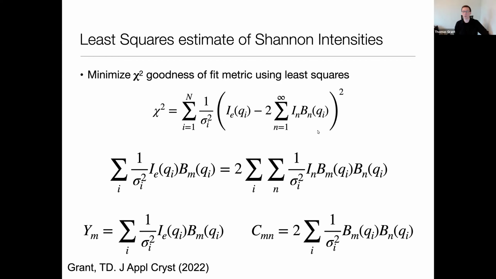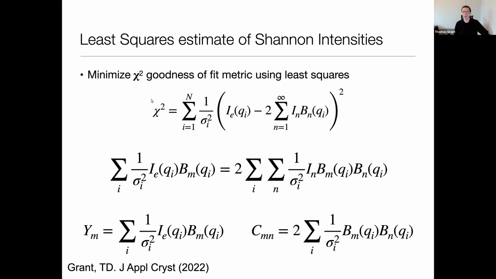So here we have what's called chi-squared. Chi-squared is our overall goodness of fit metric. And so effectively we have a sum over all of the individual data points. Maybe there's 500 data points. We have an error bar or an uncertainty on each data point, and we do the residuals squared. So we have the experimental data minus the model for the data at that Q value.